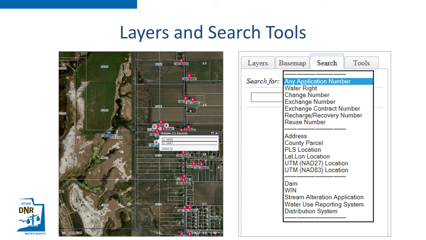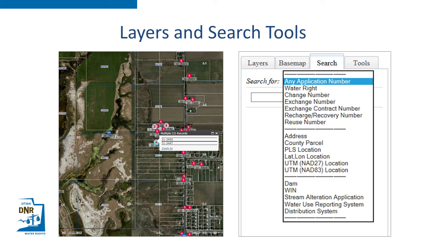The default is an aerial photo of Utah. You can change that to the U.S. topographical maps or other base maps that are available under that tab. Then if you see the next tab over, it is a search tab. You can search by application number, water right number, address, county parcel, PLS location. You can search by well identification number. You can do dam safety searches. There's all kind of searches you can do under that tab.